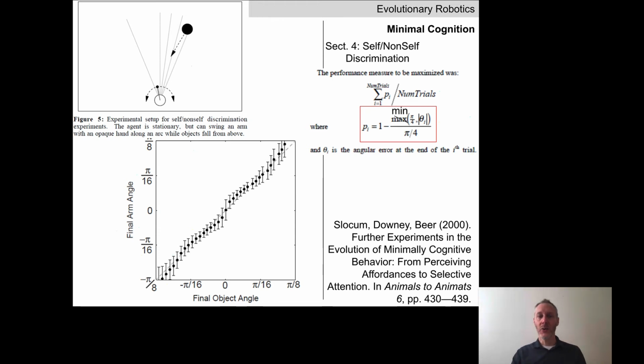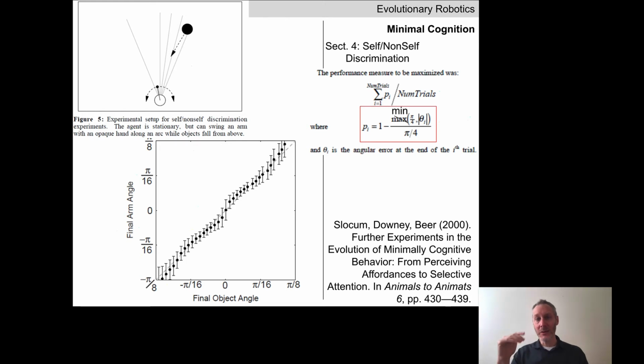Okay, so in order to know where the object is, where it's moving, and when and where it's going to hit, the agent needs to be able to discriminate between self and non-self. In most of the time steps here, this agent is going to be able to simultaneously see self and non-self.